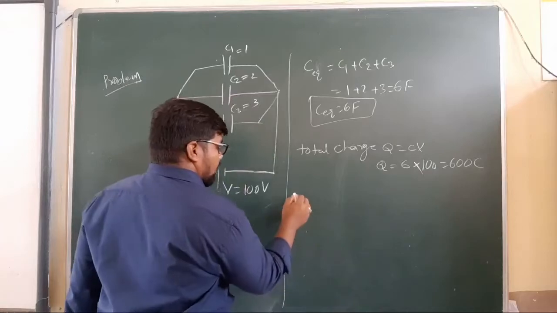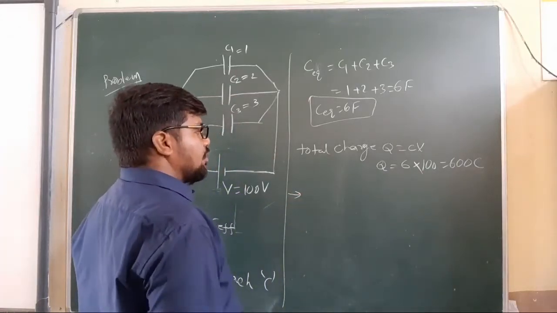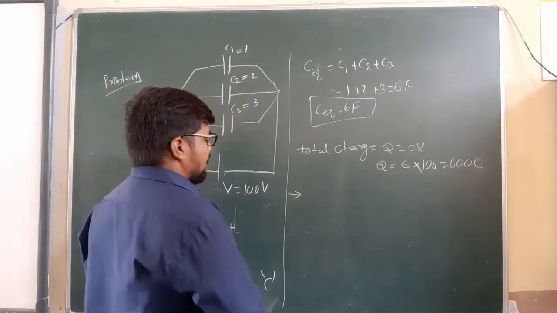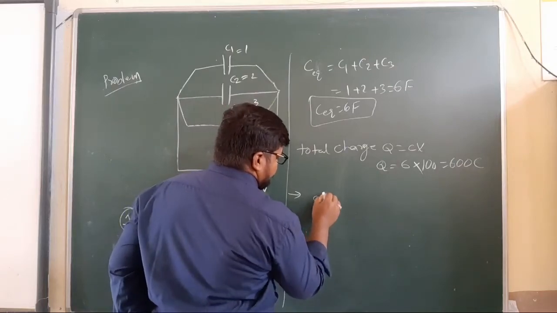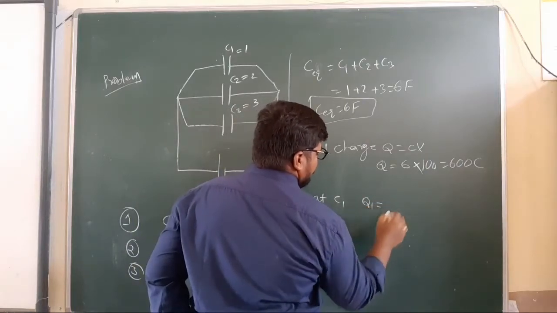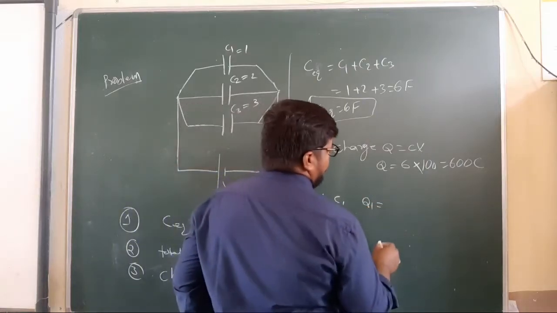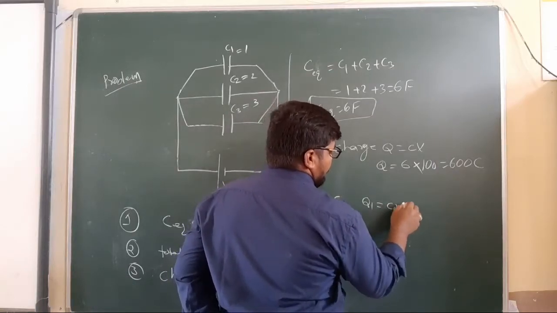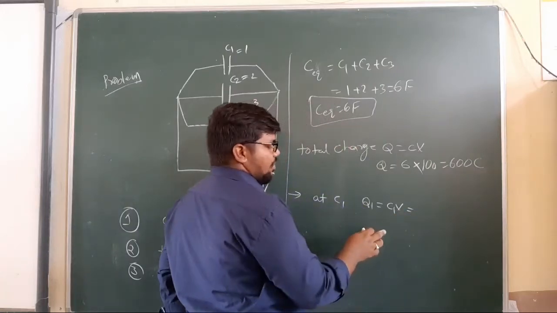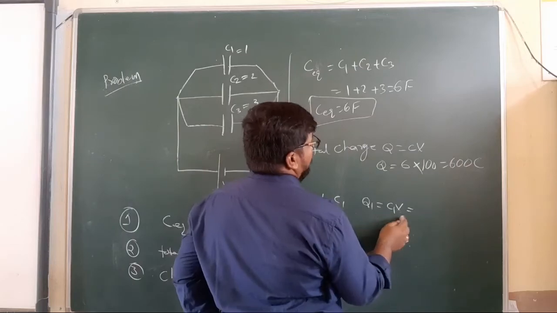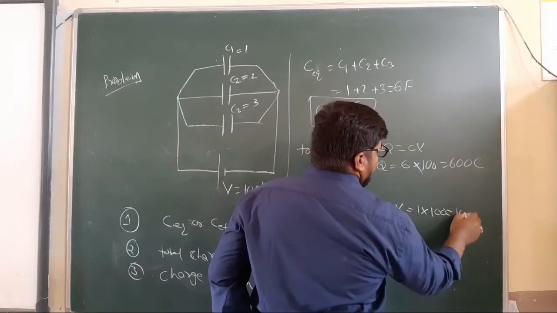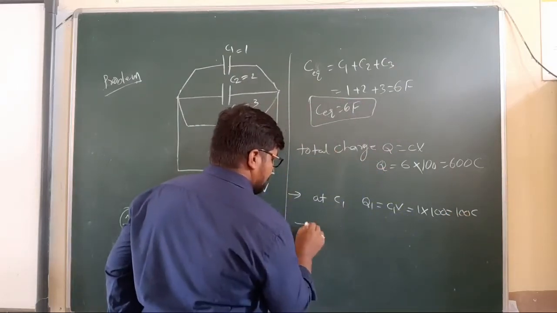Now we need to find the charge on each capacitor. At C1, what is the charge? Then Q1 is equal to C1V. What is the value of C1? C1 is 1, into what is the value of potential? 100. Okay, 100 coulombs.